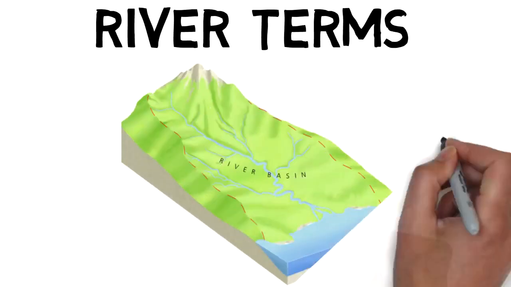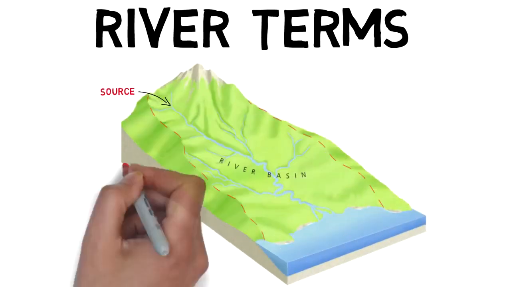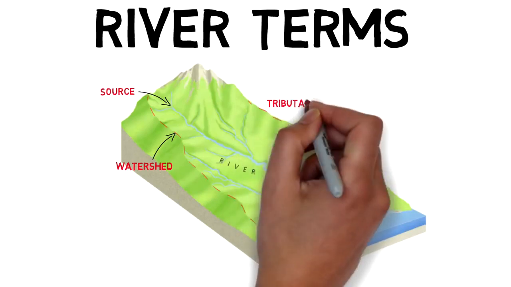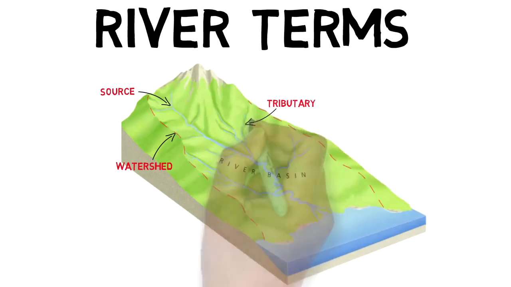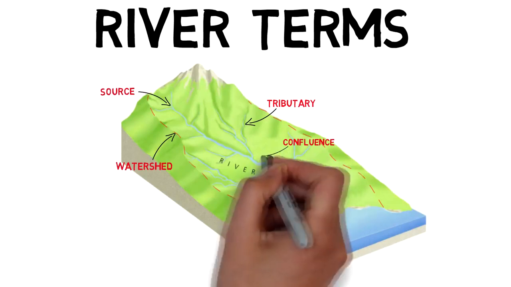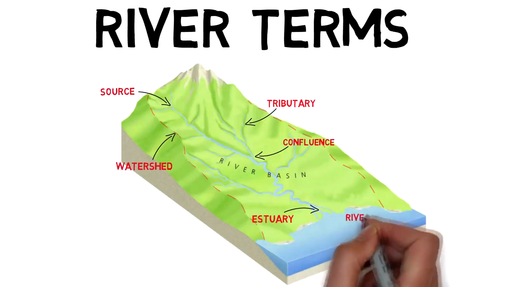So as you can see from this diagram here, we have the river's source. This is where the river begins. Next up we have the watershed. This is the area of land where the precipitation or rain collects and drains off into the river. Here we have a tributary, which is a smaller river that runs into the main river. There's a confluence, which is the point where the tributary meets the river. We have an estuary, which is the tidal part of the river. And finally we have the river mouth, which is a part of the river where it meets the sea.